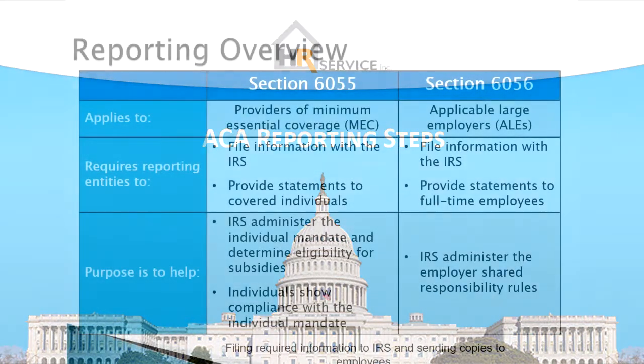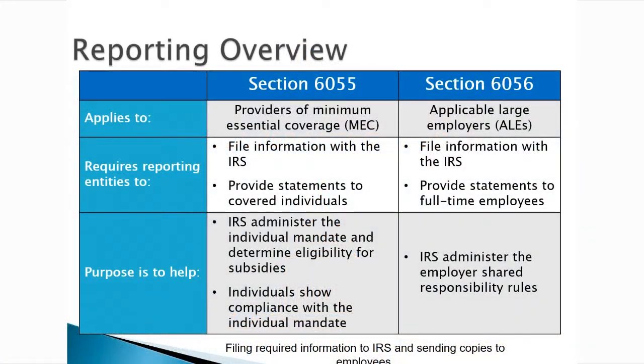To provide you a little background, we now have two new IRS sections, 6055 and 6056, that outline requirements for applicable large employers and self-funded plans to meet the shared employer responsibility provisions, providing minimum essential coverage, minimum value at affordable rates. These provisions further outline reporting requirements, which will be the focus of our discussion today. In essence, ACA reporting is simply providing required forms to the IRS and sending copies to full-time employees.